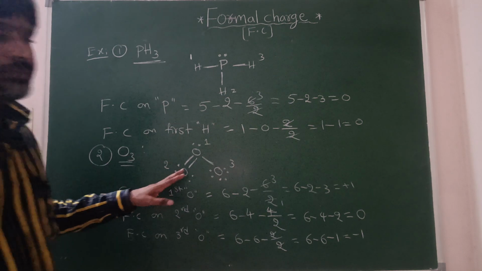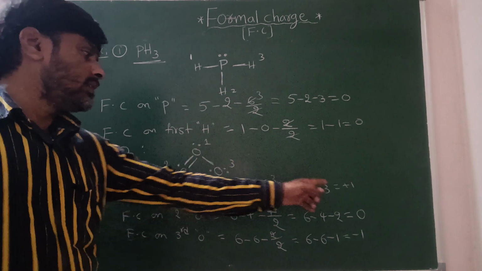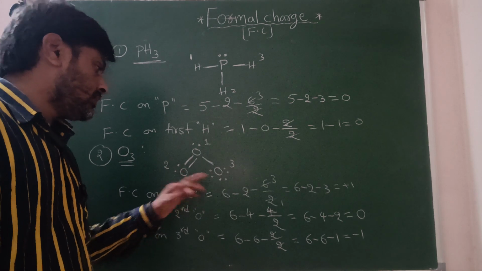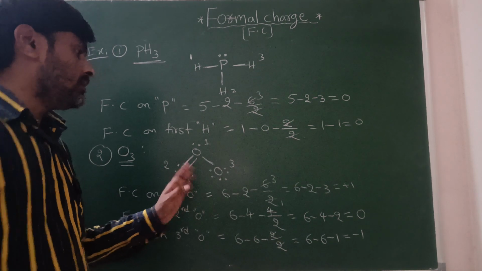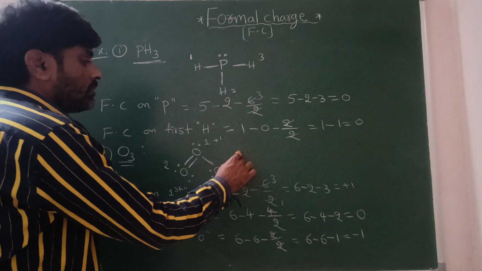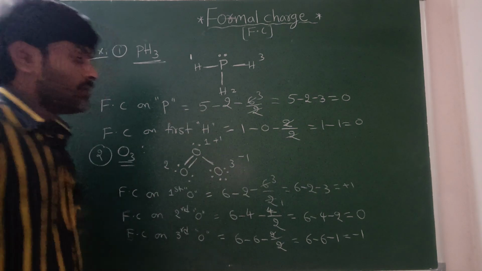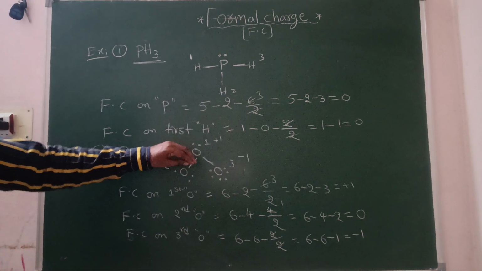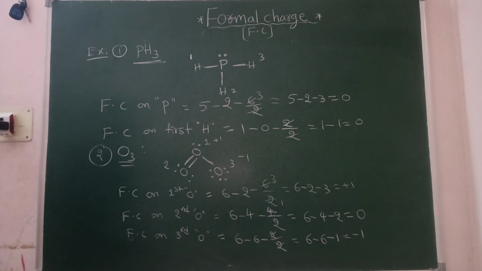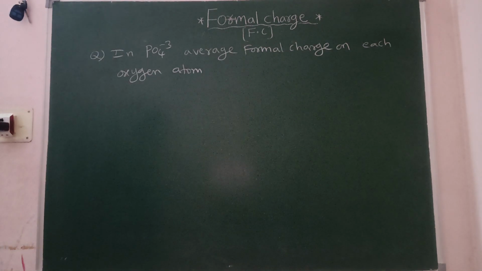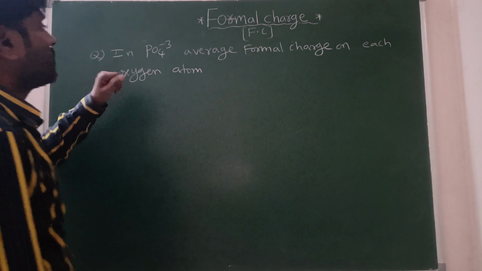Whole charge is 0. But first oxygen possesses plus 1 charge, and second oxygen possesses 0, third oxygen possesses minus 1. But overall whole charge is 0. So this is the formal charge. And one more. Now based on this formal charge, one question is given.